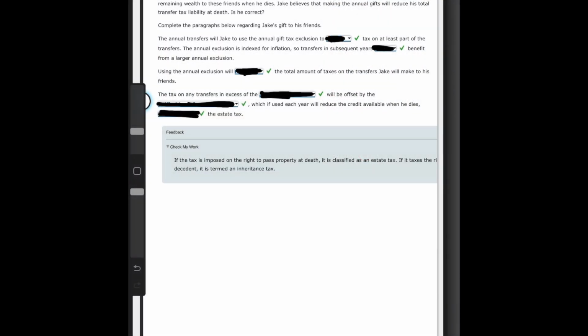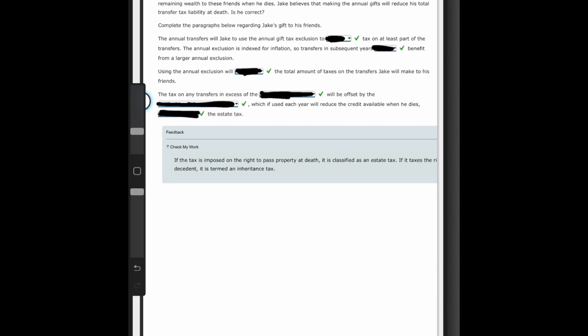And that's number 6. All right, so here's number 6, and it says, Jake, a multimillionaire, has promised to give $25,000 each year to his 2 friends and then leave any remaining wealth to these friends when he dies. Jake believes that making the annual gifts will reduce his total transfer tax liability at death. Is he correct? Complete the following paragraphs below regarding Jake's gift to his friends.